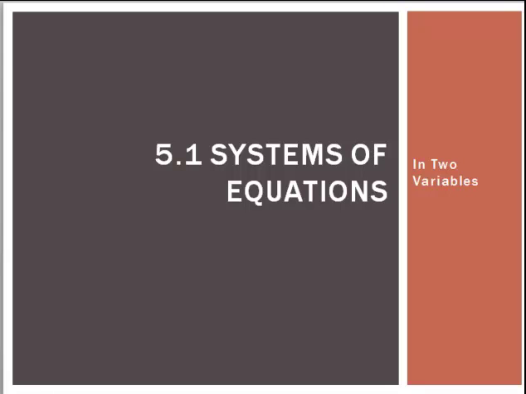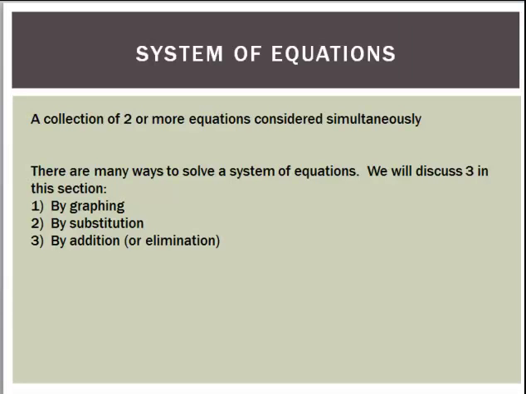So today we're learning about systems of equations in two variables. First of all, a system of equations is just a collection of two or more equations considered simultaneously. That just means you work them at the same time. There are many ways to solve a system of equations, but in this section we're only going to talk about three ways. One is by graphing, one is by substitution, and one is by using addition, or some people call it elimination.